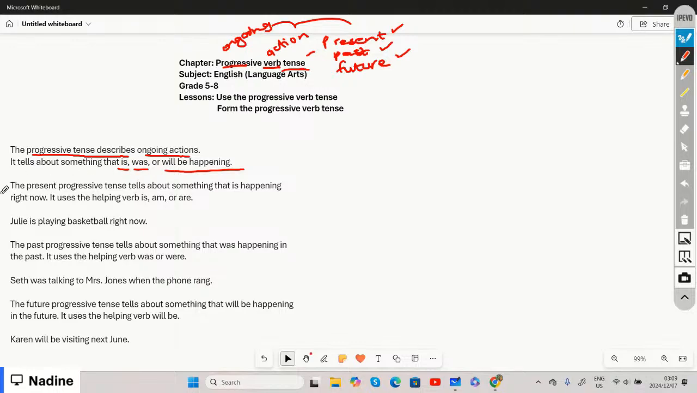All right. So now the present progressive tense. Remember, present means something that is taking place now, right? That is the present. So the present progressive tense tells us about something that is happening right now. Ongoing action that is happening right now. And the ongoing action, which is your present progressive tense, uses the helping verb is, am, or are.